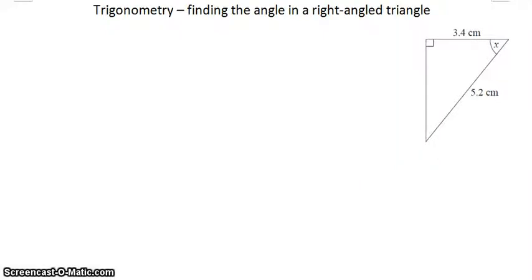Okay, so in this video, the other use of trigonometry in right angle triangles. We're given two sides and you have to find the angle. And in this case, the angle's marked with an X. And all we have to do is go through the same sort of process that we've done before.